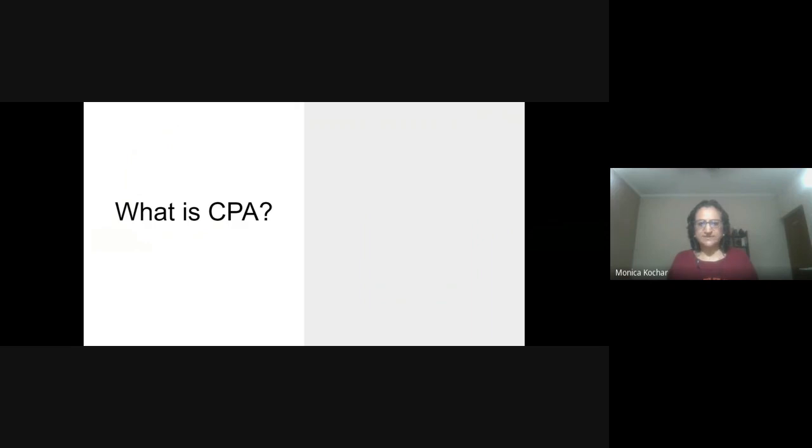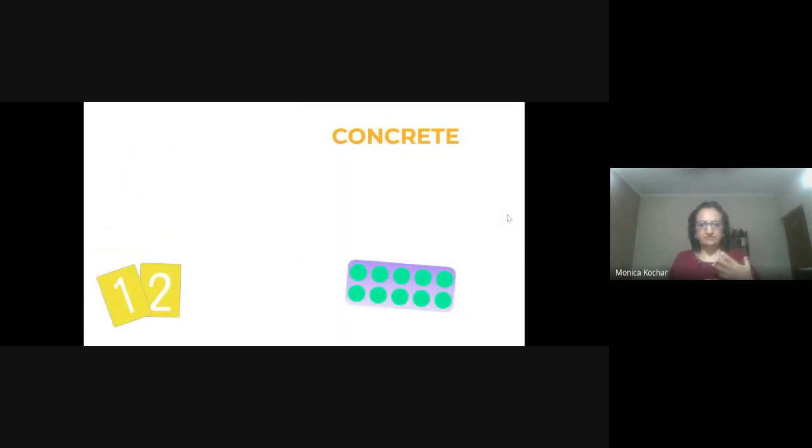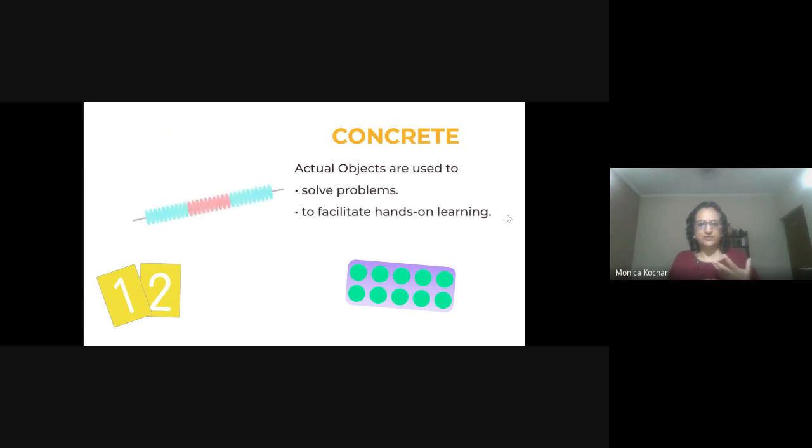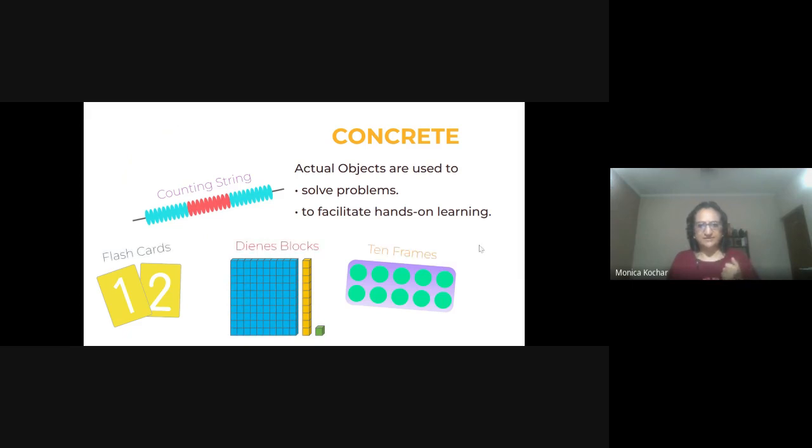So what is CPA? Even if you're not in primary, you might find at least the main understanding of CPA here. CPA says to use actual objects to solve problems and facilitate hands-on learning. Some of these objects are time tested and research backed, but any concrete object can be used to initiate a topic, whichever grade you are teaching.